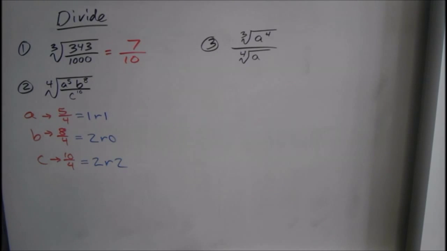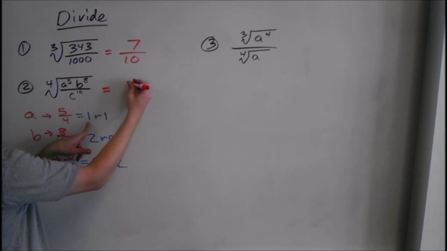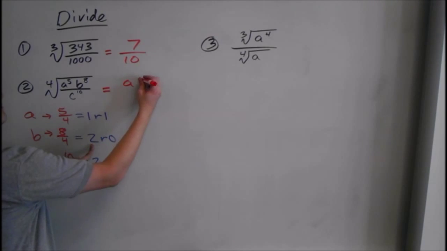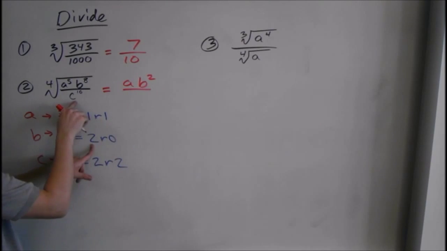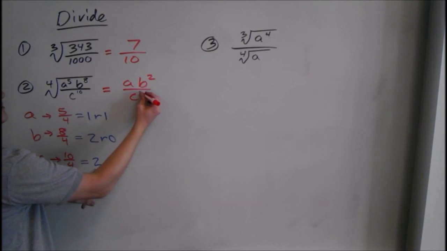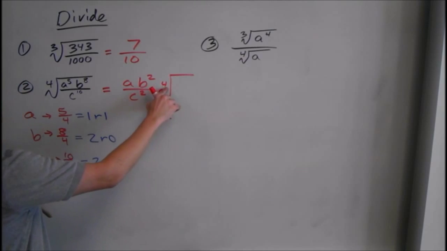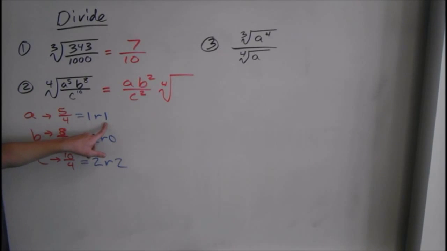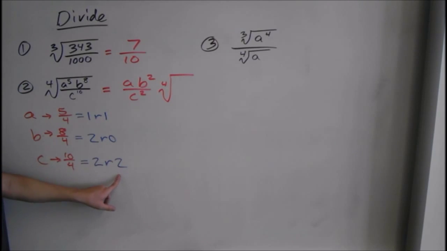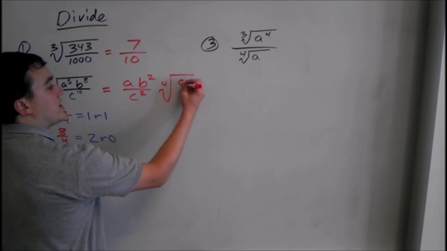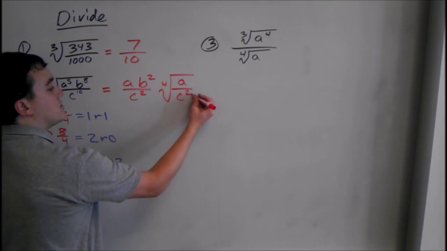So our answer for this, whatever's on the top will stay on the top, and whatever's on the bottom will stay on the bottom. We take out 1a, 2 b's, over, we took out 2 c's. And we have left in the root, and keep it as a fourth root, 1a, no b's, and 2 c's. So we have 1a left over 2 c's.